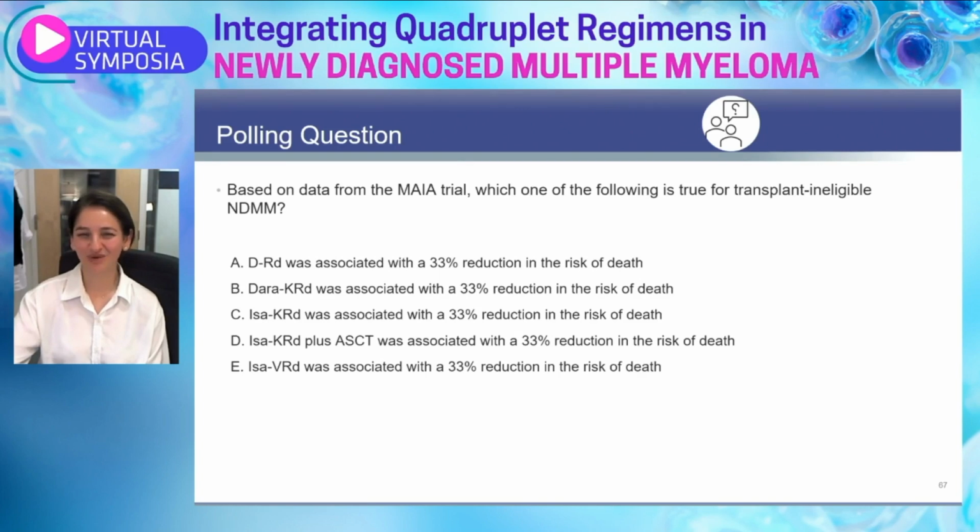All right, I think the majority of you have answered A, which is the correct answer here. We did talk about the MAIA trial, and we saw that there was a 33% reduction in the risk of death when you added DARA to the RD backbone.